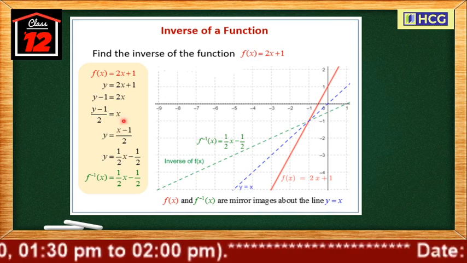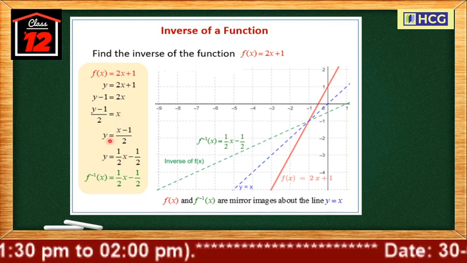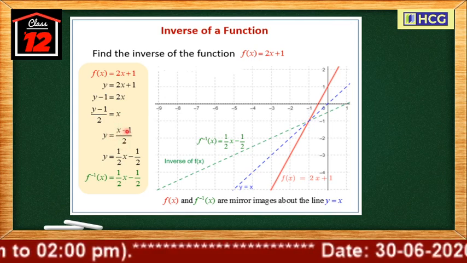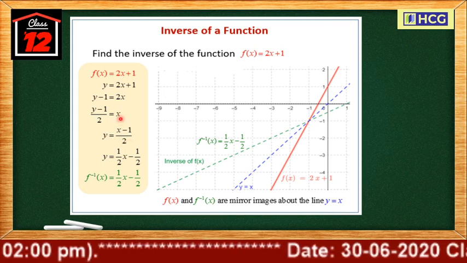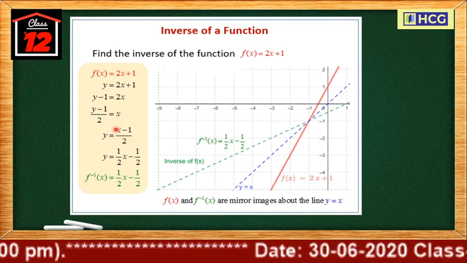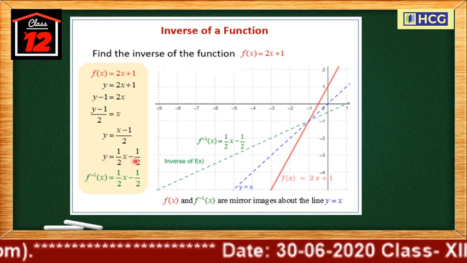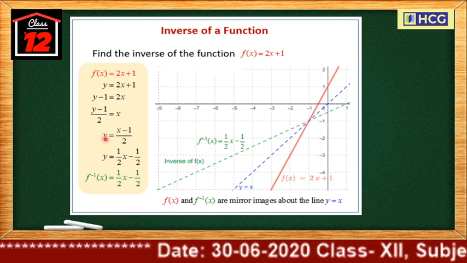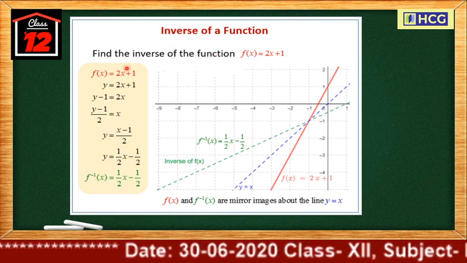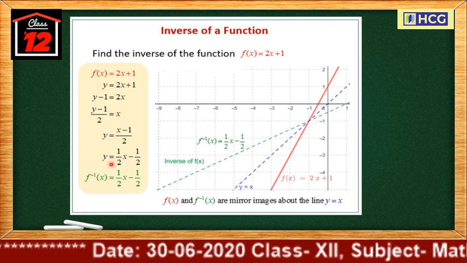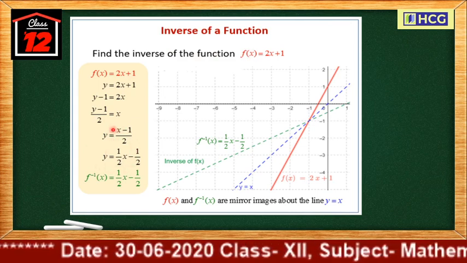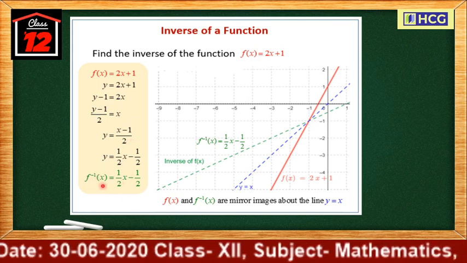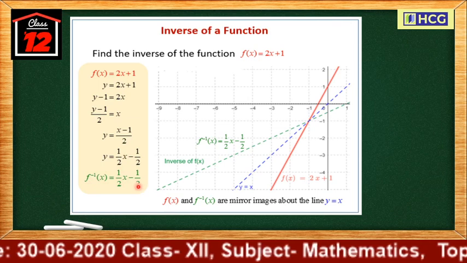And change x and y: x replaced by y and y replaced by x. So y equals (x minus 1) by 2, so y equals half of x minus half. Let y be an arbitrary element in the range set, so its pre-image is (x minus 1) by 2. So therefore the inverse function is f inverse of x equals 1 by 2 into (x minus 1).